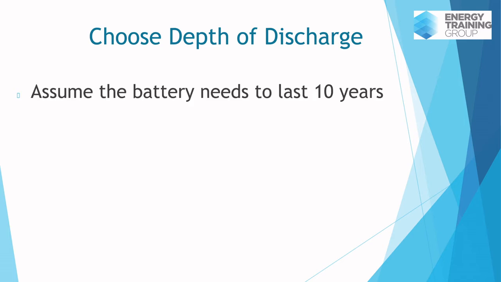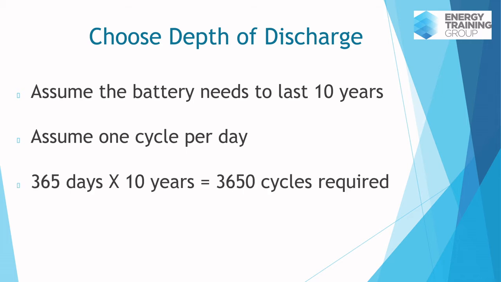The next thing we need to do is work out what our depth of discharge will be. Depth of discharge is to do with the fact that the further we discharge a battery regularly, the more we reduce its lifespan. So we need to make sure that we don't discharge our battery too far, so it lasts a decent amount of time for a customer. So let's assume that our battery needs to last 10 years, and we assume the battery is going to cycle once per day. So we do 365 days times 10 years, and we see we need 3,650 cycles lifespan for the battery.